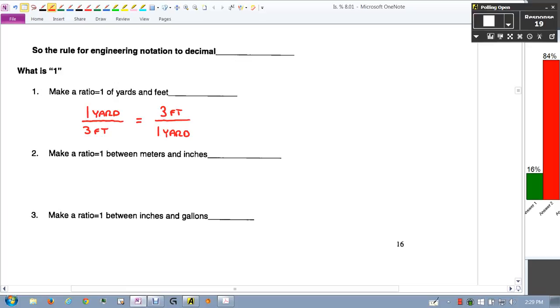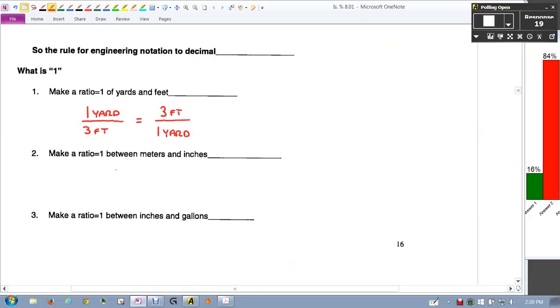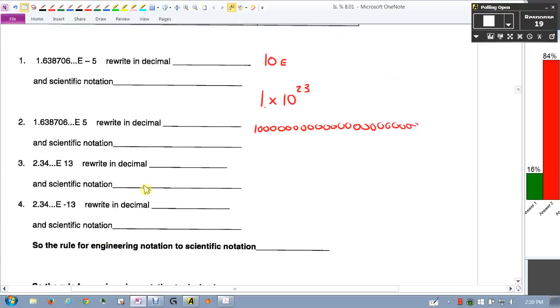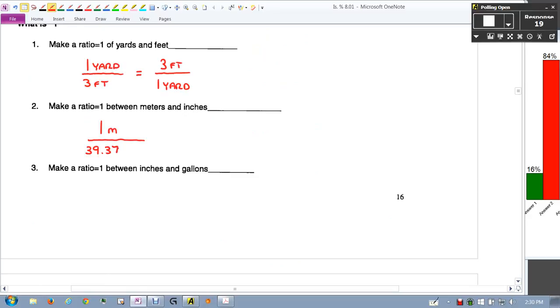How about between meters and inches? Meters to inches. So what do we have up here? Do we have meters and inches here? We do, right? 1 meter is 39.37007 inches. So I'm going to write that ratio down. 1 meter, just put 1m, is 39.37007, but you need to put inches. But we could also write that which way?